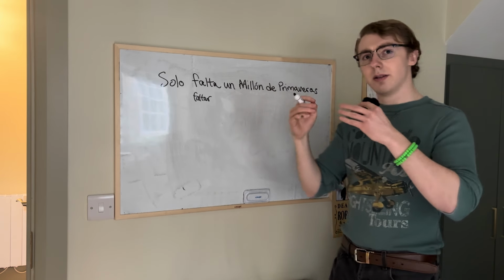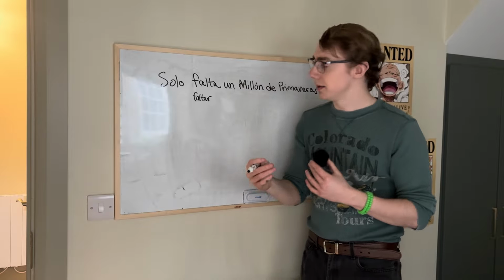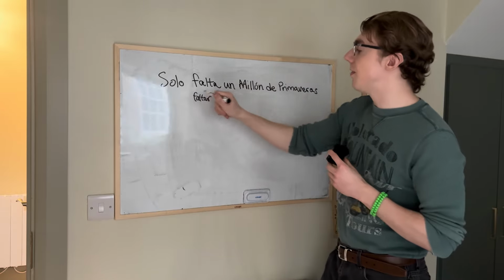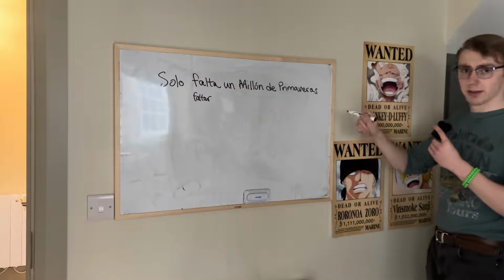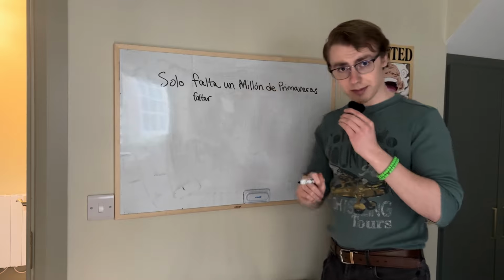1,000,000 springs lacks, or 1,000,000 springs is missing. But the verb comes first just to sound prettier. Solo falta 1,000,000 de primaveras. Only 1,000,000 springs is lacking.